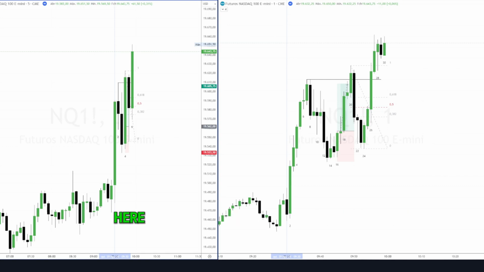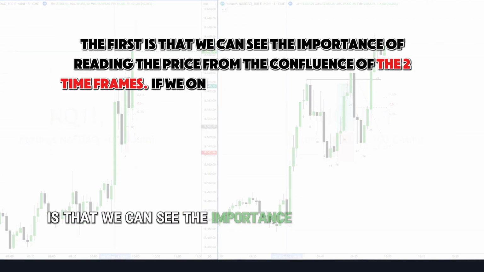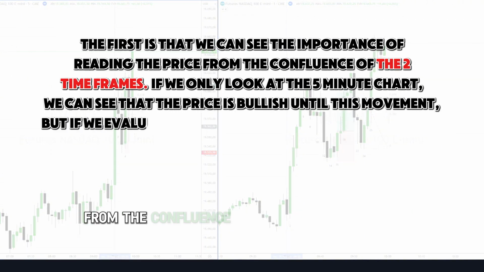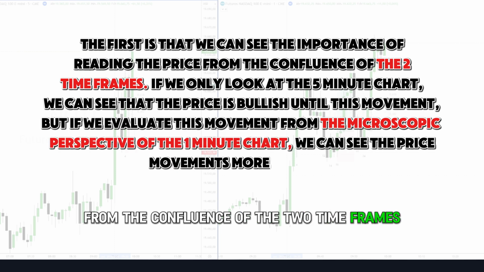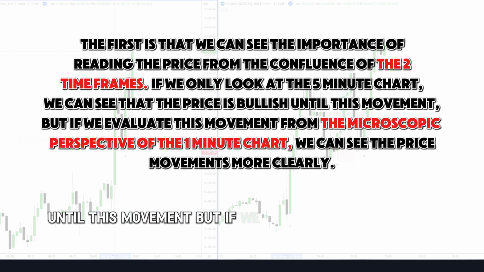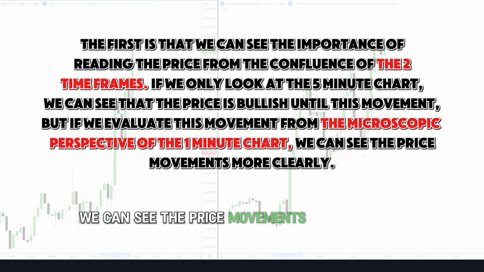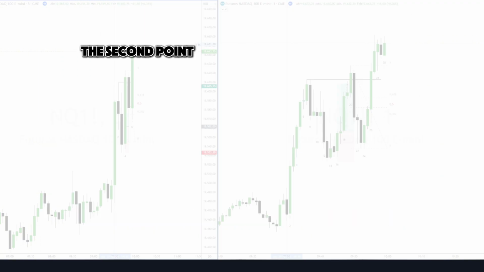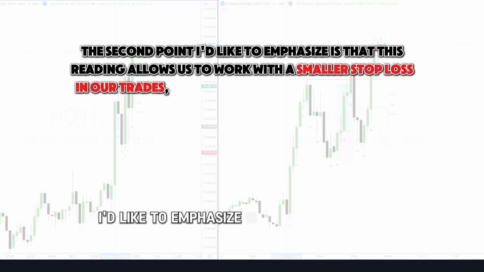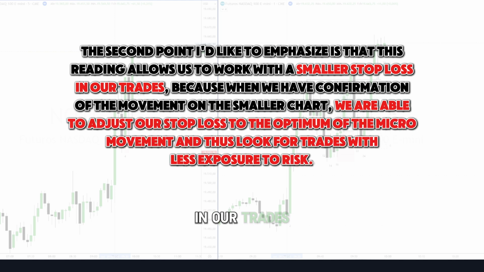Here, I'd like to point out two things. The first is that we can see the importance of reading the price from the confluence of the two time frames. If we only look at the 5-minute chart, we can see that the price is bullish until this movement, but if we evaluate this movement from the microscopic perspective of the 1-minute chart, we can see the price movements more clearly. The second point I'd like to emphasize is that this reading allows us to work with a smaller stop loss in our trades.